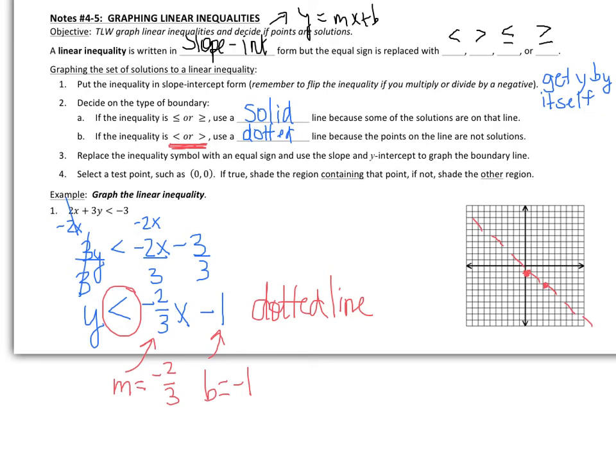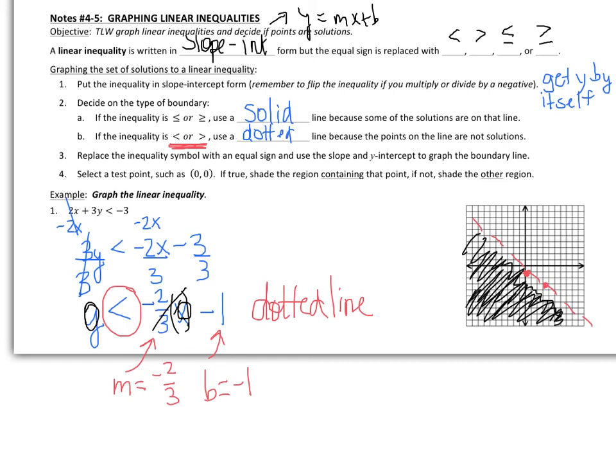If I plug in 0, 0, this would be 0. So it's saying that 0 is less than -1. Well, 0 is not less than -1, so I do not want to shade this region up here. I want to shade below this line. So I'm just going to color in this region. It doesn't have to be perfect. You're just shading where this would be.